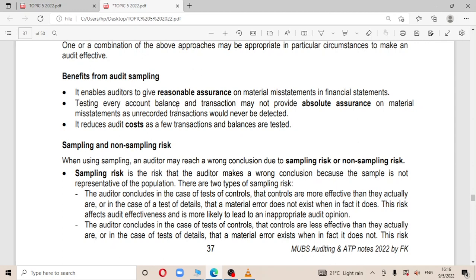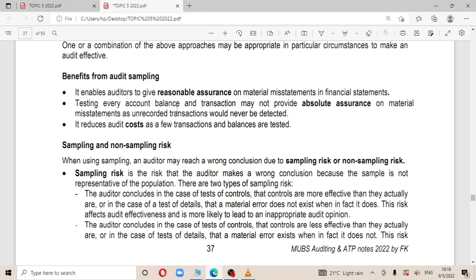Also, auditing every transaction may not provide absolute assurance on the material misstatements. Remember, reasonable assurance is when you test up to acceptable levels. Study this in topic 2. Absolute assurance is when you prove that everything is correct. In auditing, we don't want absolute assurance. We only want reasonable. So if you test every account balance and transaction, it may again not give you 100% correctness. So why do you again test everything? Because remember limitations of an audit. There are many other reasons why you can't achieve absolute assurance. In topic 1, they taught you the limitations of an audit.